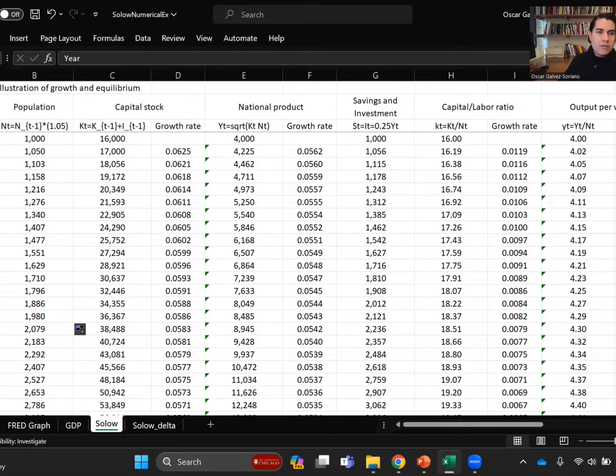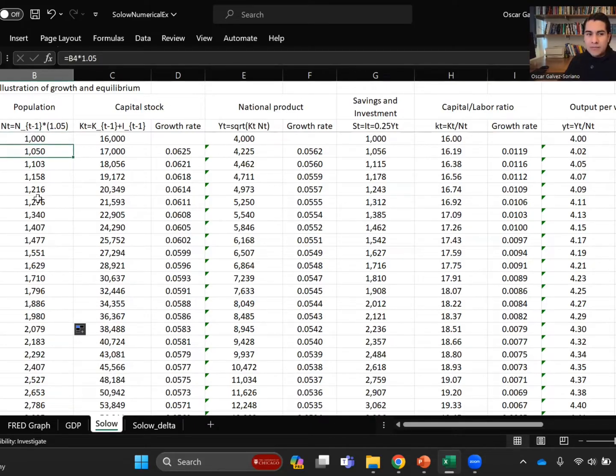So for example, in column A, you will have time. And let's assume that the economy starts in the year zero. So this year, population is 1,000 individuals in the economy. And one of the assumptions that we made in the Solow model is that the population grows at an exogenous rate n. So in particular, for this example, let's assume that population grows at the rate 5% per year.